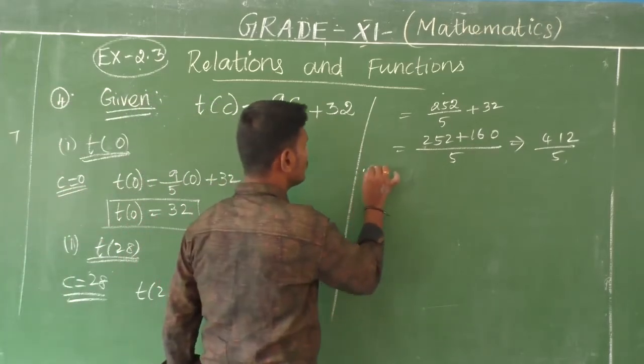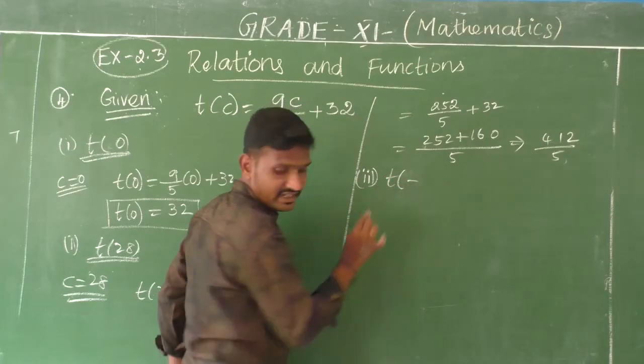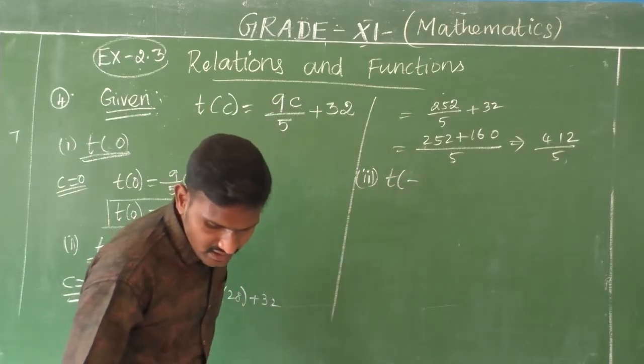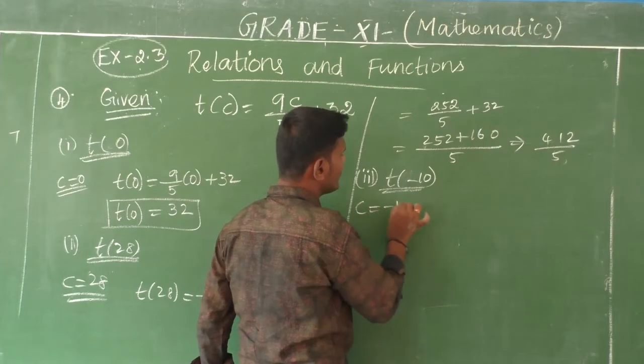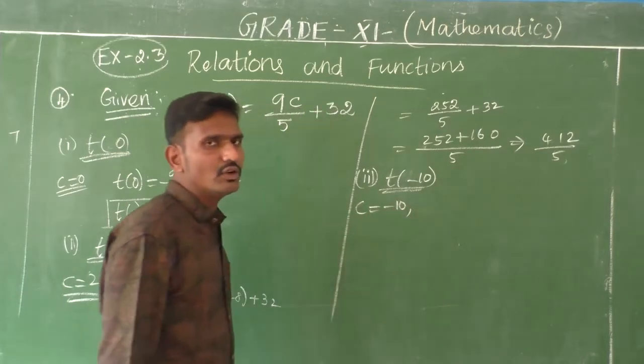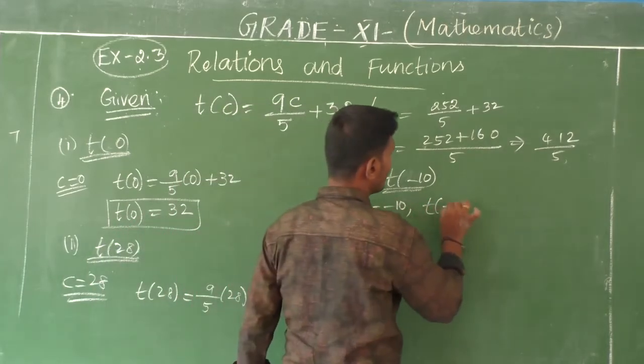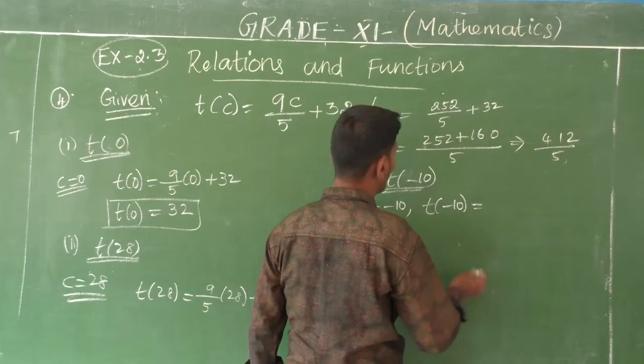And the third question is asking for T of minus 10. For that one, we have to substitute C equal to minus 10. So T of minus 10 equals what will come?